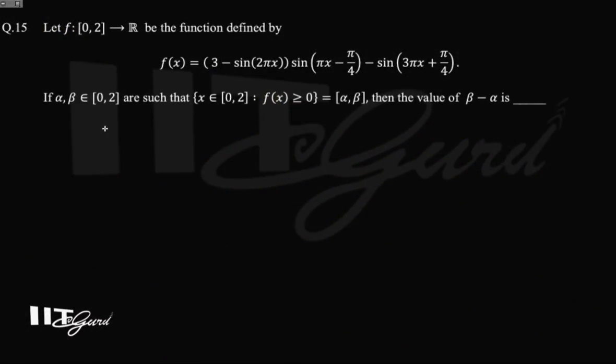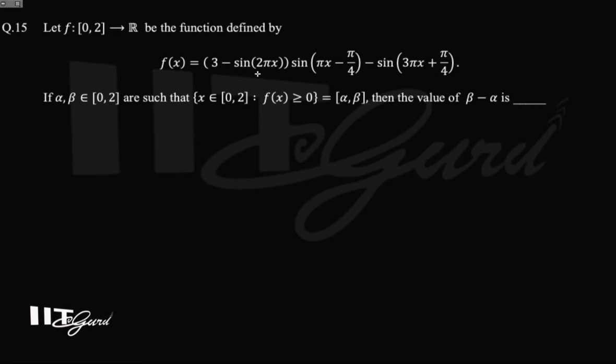Let's see about this one. Let f be the function from 0 to 2 to R defined as f(x) equal to, some trigonometric function is given over here. You can assume this as an angle because everywhere there is a pi x here. We have to find the values alpha and beta in 0 to 2 such that x belongs to 0 to 2, f(x) should be positive, right?